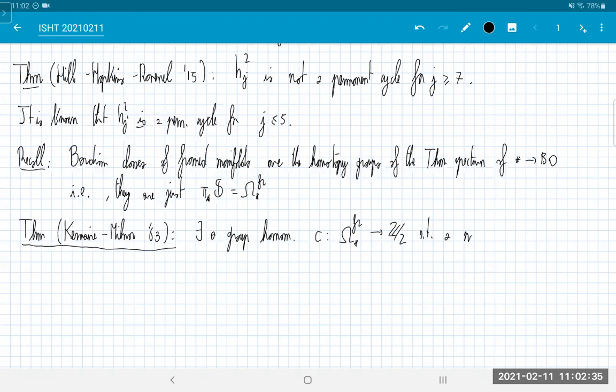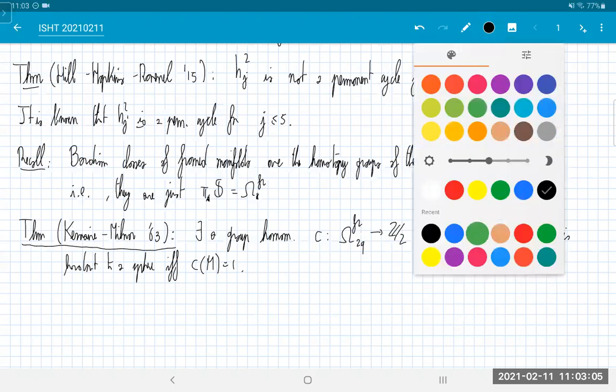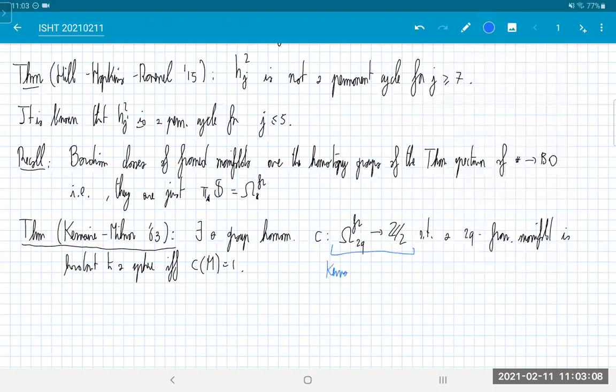such that a 2q-dimensional framed manifold is bordant to a sphere if and only if c of M is 1. So there is an explicit obstruction. And this element is called the Kervaire invariant of a manifold. That's why this is called the Kervaire invariant one problem: you need to find a manifold whose Kervaire invariant is 1.